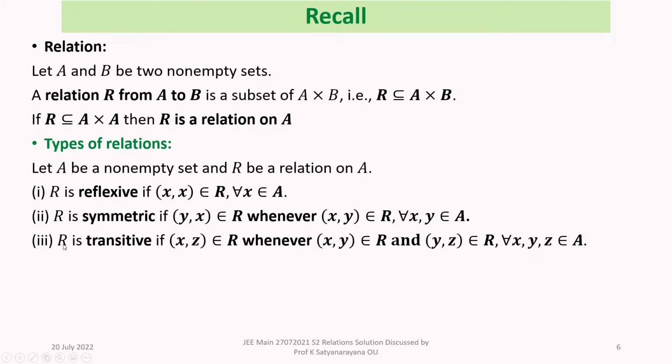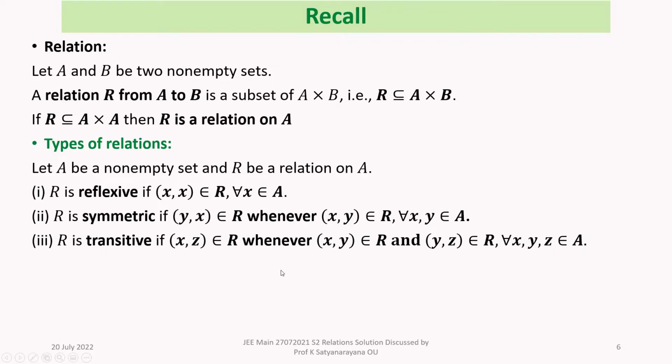The third type: R is transitive if (x, z) belongs to R whenever (x, y) belongs to R and (y, z) belongs to R, true for all x, y, z belonging to A. So whenever (x, y) and (y, z) belong to R, then (x, z) should belong to R. That means for all those situations, whenever this is true, this must be true.